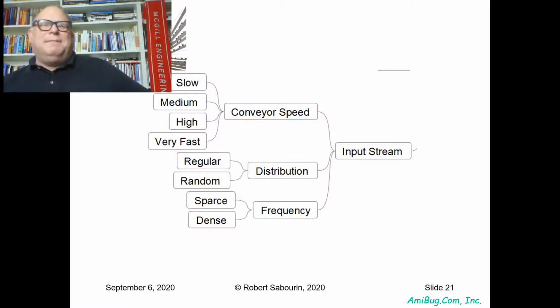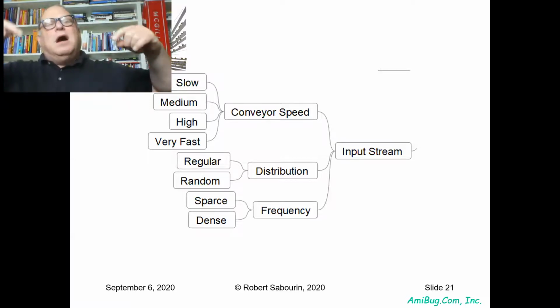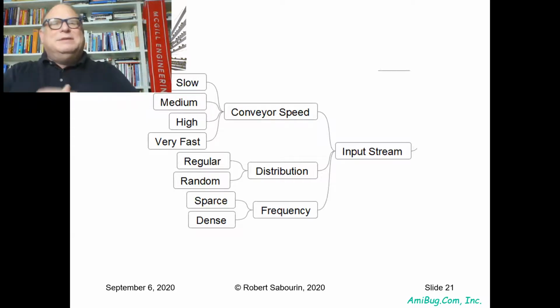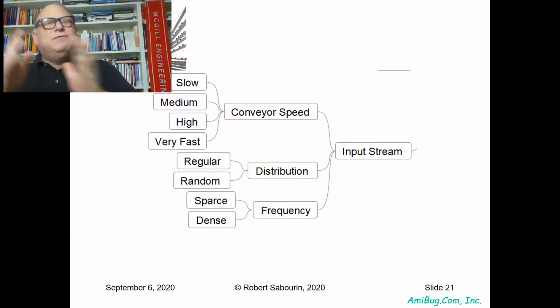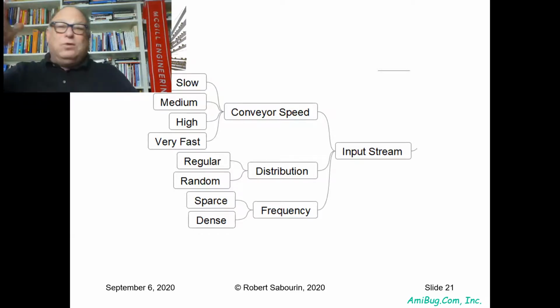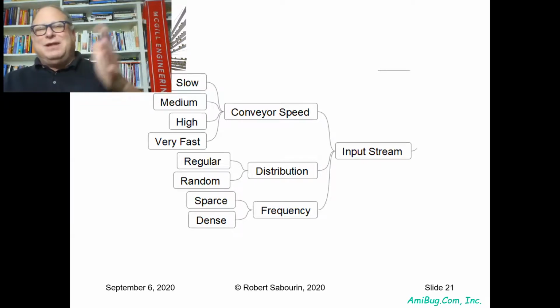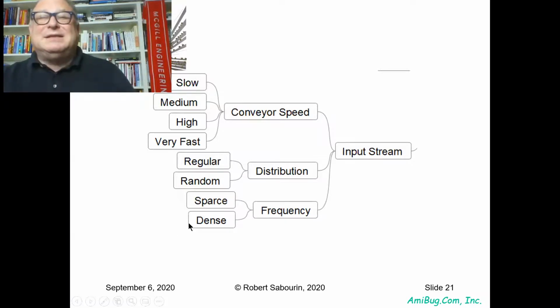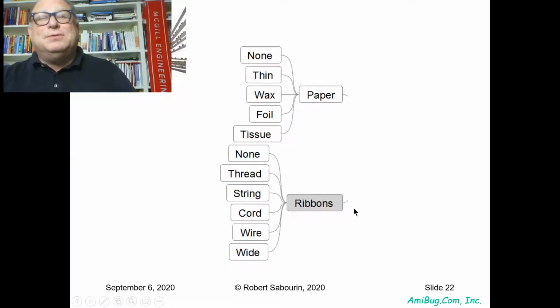That sort of control. The distribution of chocolates, so this is now the arrangement of chocolates on the conveyor belts, could be regular or random. Regular would mean that the inter-chocolate gap is uniform, and random would mean that it's totally arbitrary. It is truly random. And the frequency is basically the measure of chocolates per unit of length, like the density, and they could be dense or sparse. Sparse would be a low amount of chocolates per unit of length, and dense would be high. And those are the input variables related to the input stream.